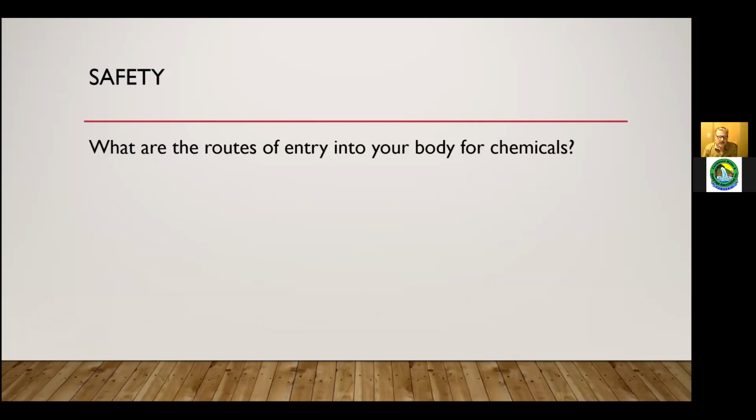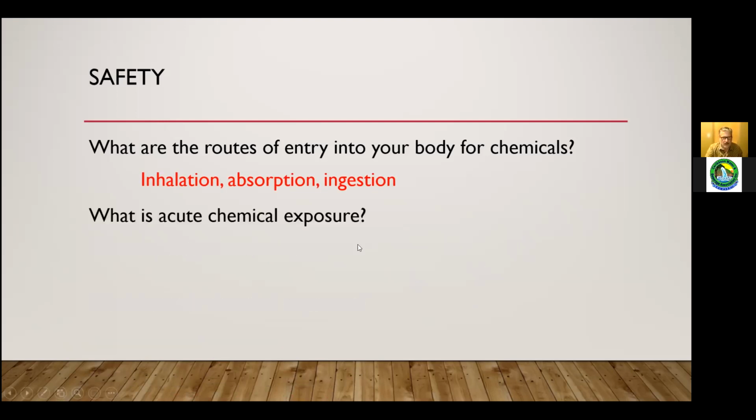So what are the routes of entry into your body for chemicals? We've got inhalation, absorption, and ingestion. So inhalation is quite easy, you know, what you're breathing in. Absorption, what might be on your skin and absorbed through your skin. And ingestion, obviously, what you would swallow. What is acute chemical exposure?